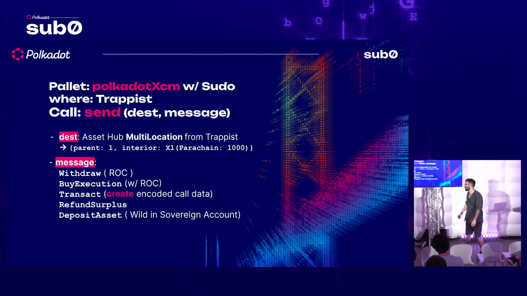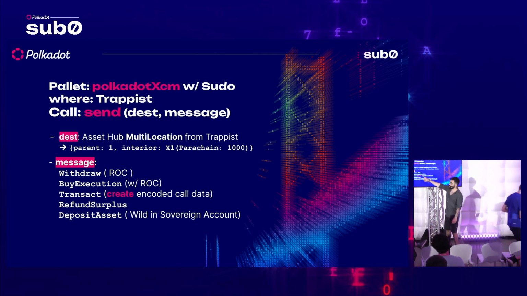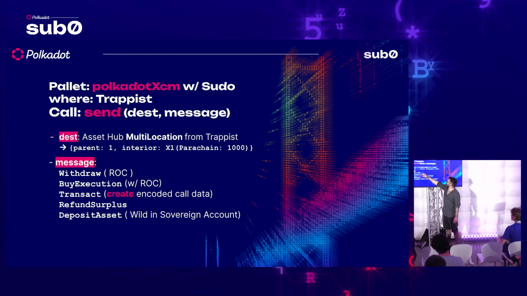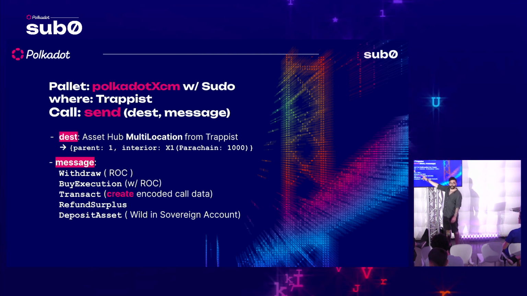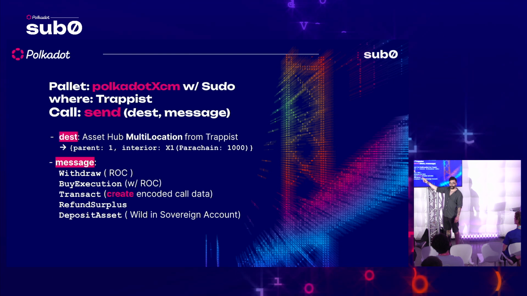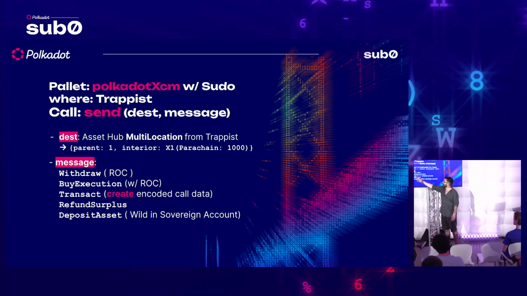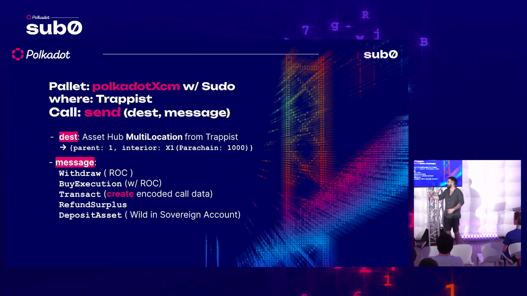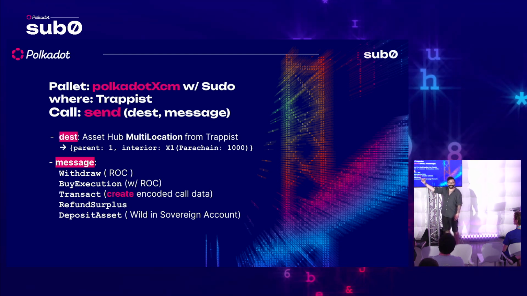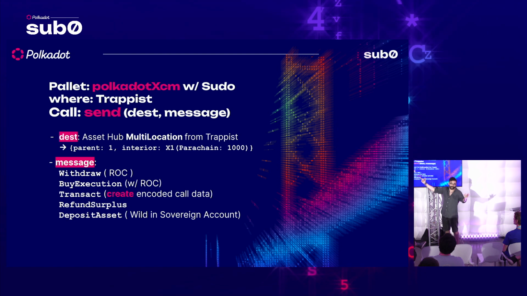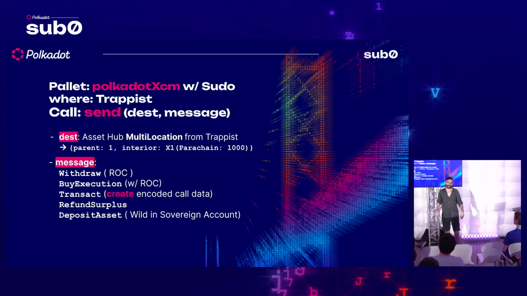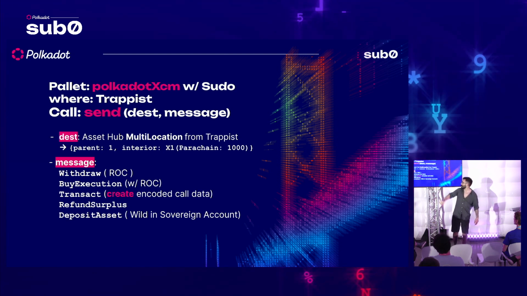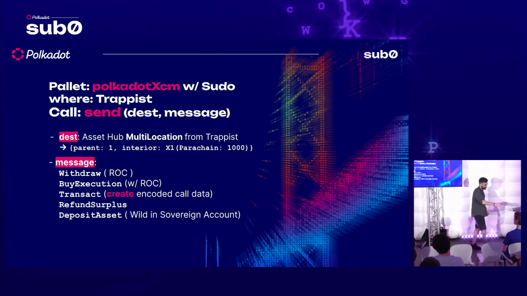What is it going to ask? Basically to withdraw ROC to buy execution. And since it's coming from sudo, this is going to be interpreted as the sovereign account of Trappist already. Then Transact, which basically is: execute on the destination, please, the call that I'm sending you. And then I am sending you the encoded data that I created previously. And then after you have done everything, please give me back my change and refund it to my sovereign account. That basically is the message.